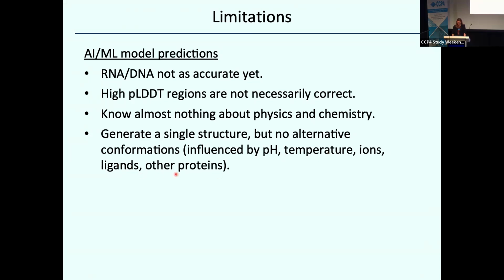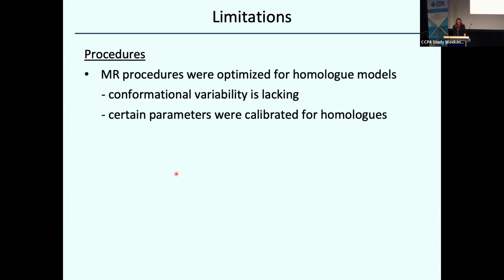Some limitations might be due to some procedures. So for example, MR procedures were optimized for homolog models. So maybe certain things need to be tweaked now to work as well for predicted models. So again, these predicted models don't have conformational variability. So we cannot use that as guidance if certain parts are expected to move more. And maybe certain parameters were calibrated for homologs.